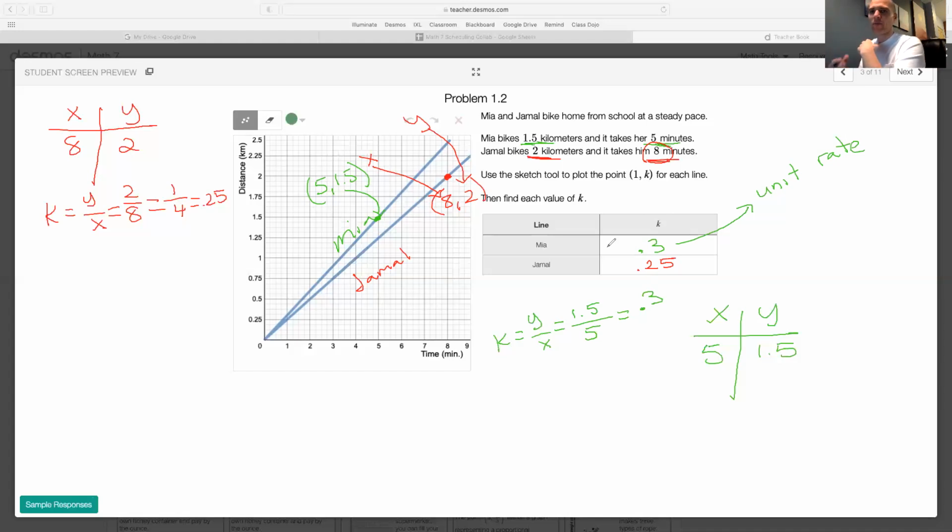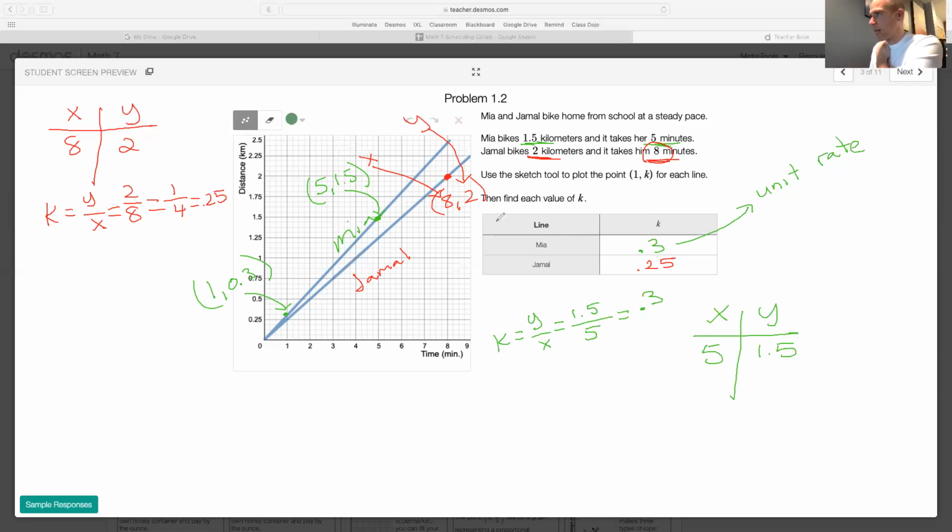And that allows us to graph these really important points on the graph. If we go to 1 on the x-axis, this is where the graph represents what's going on after 1 minute. According to the values we just calculated, this point right here on Mia's line should be the point 1, comma, 0.3, because Mia goes 0.3 kilometers in 1 minute.